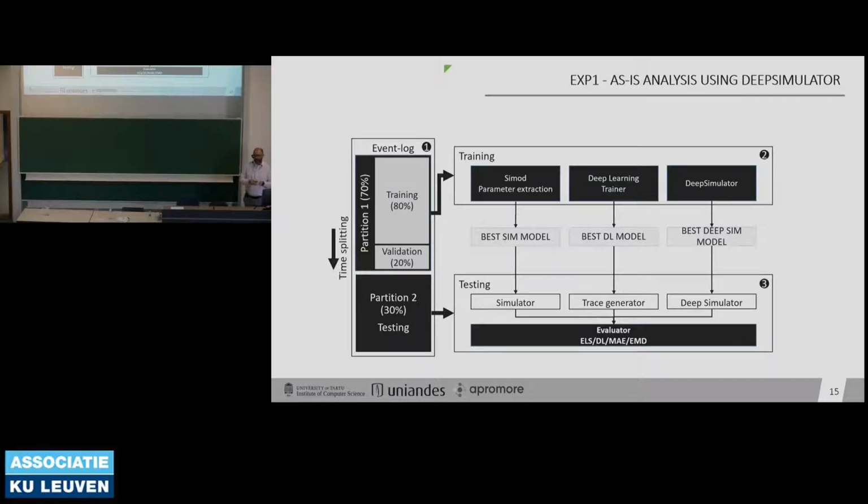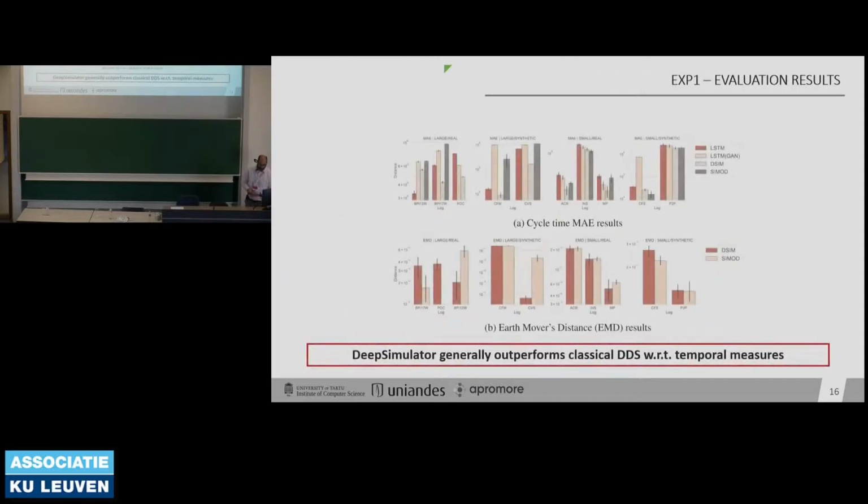So what we did was execute a DDS approach, we called CMOD, the deep learning approach, just generative models, and the deep simulator. We use the same data for the 3 models, generate them, and then we measure the generated model against the ground truth. Basically, what we found is that the deep simulator outperforms all the previous approaches, especially the DDS approach. So this means that deep simulator is able to reproduce more faithfully the behavior of the process in the current state.